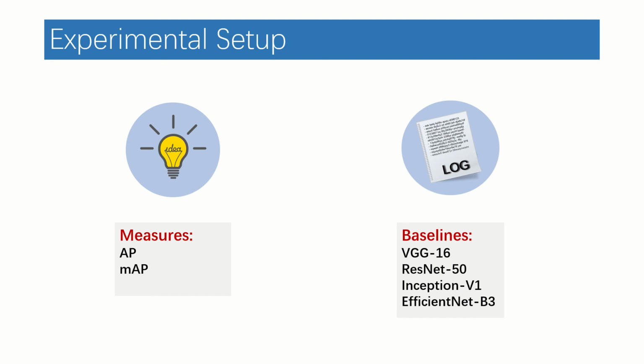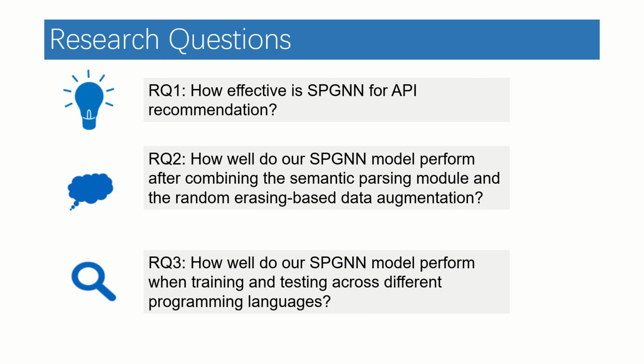VGG16, ResNet 50, Inception V1, and EfficientNet B3 are deemed as representative deep learning approaches for image classification and are regarded as baseline methods. And last, we answer the following questions. How effective is SPGNN for API recommendation? How well does our SPGNN model perform after combining the semantic parsing module and the random erasing-based data augmentation? How well does our SPGNN model perform when training and testing across different programming languages?